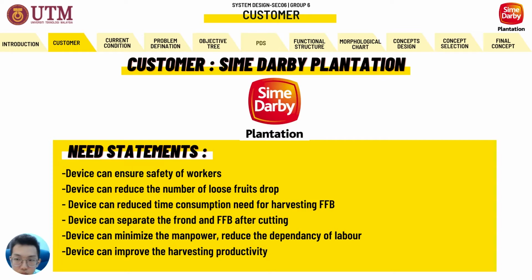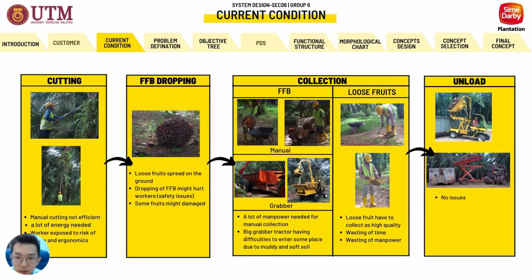The very first thing we need to do is to identify the customer needs. So this slide stated the needs statement from the customer. Device can ensure safety of workers, can reduce the number of loose fruit drops, can reduce time consumption needed for harvesting FFB, can separate the frond and FFB after cutting, can minimize the manpower, reduce the dependency of labor, and can improve the harvesting productivity.